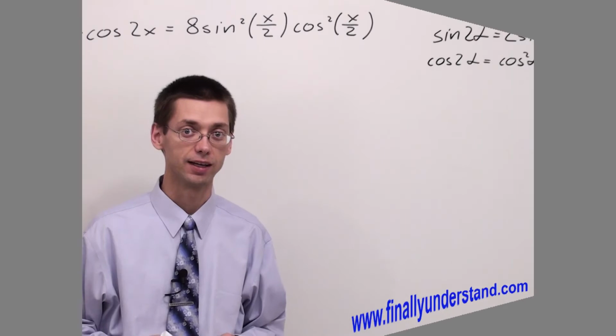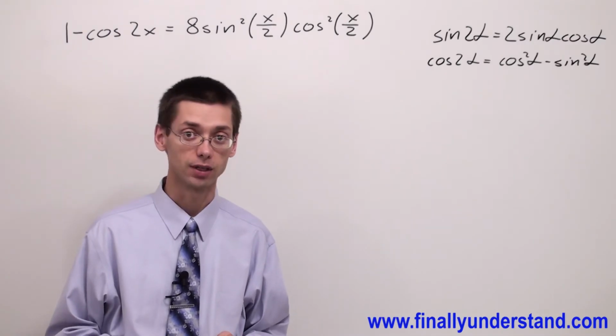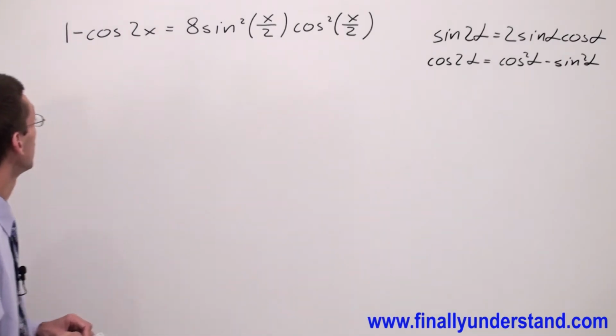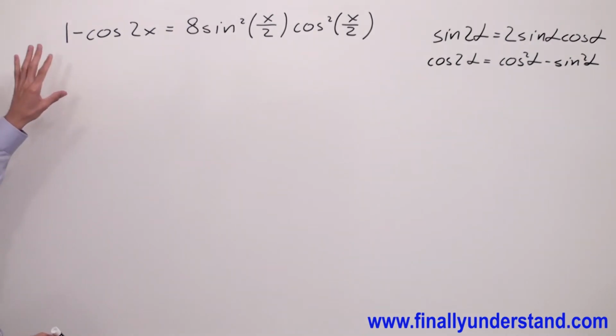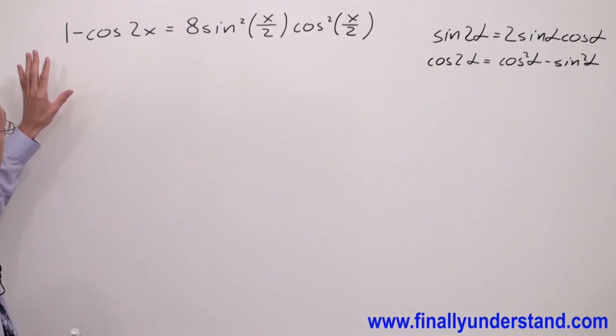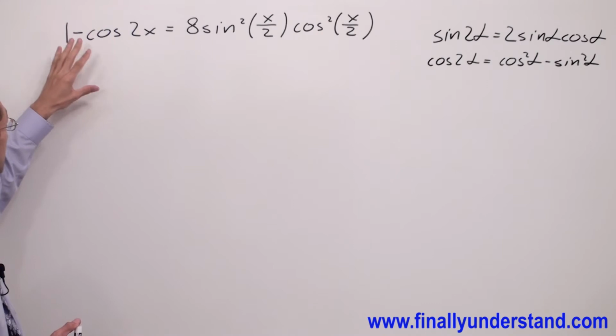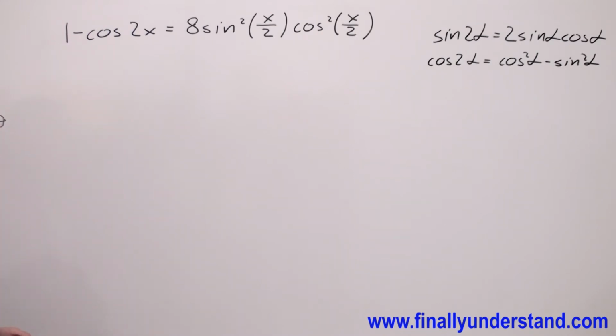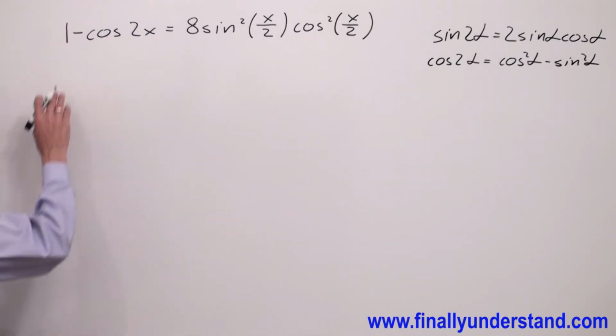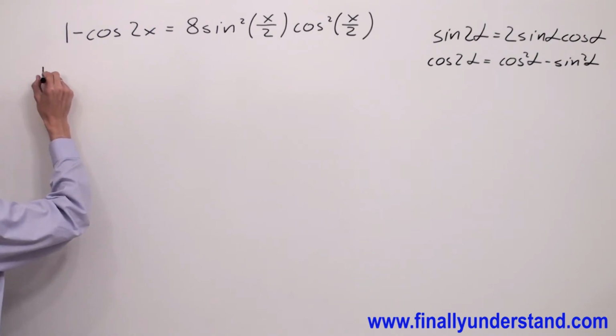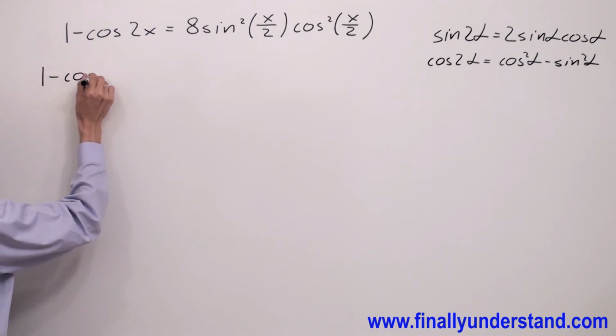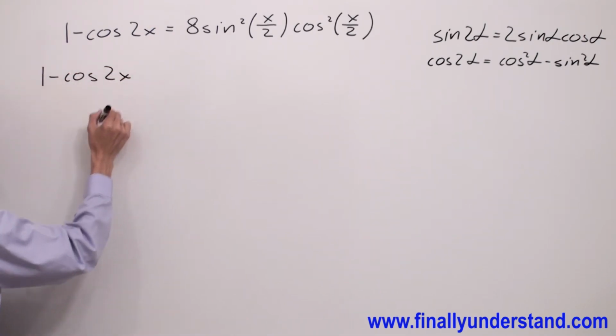Let's take a look at the next example. Let me remind you that anytime you want to prove an identity, you can start from either side. In this case, we are going to try to prove that the left side is equal to the right by starting from the left side. So what we're supposed to do first, copy down the left side. I have 1 minus cosine 2x.